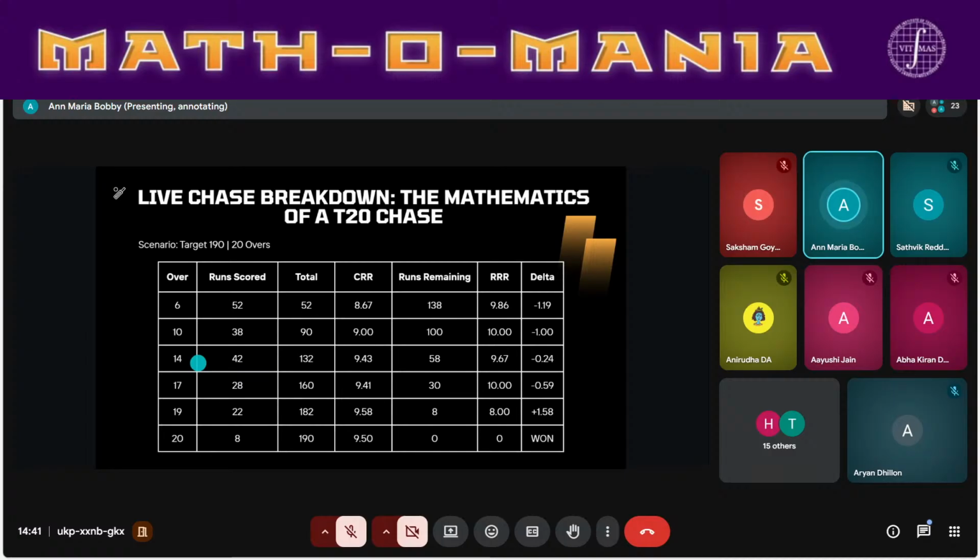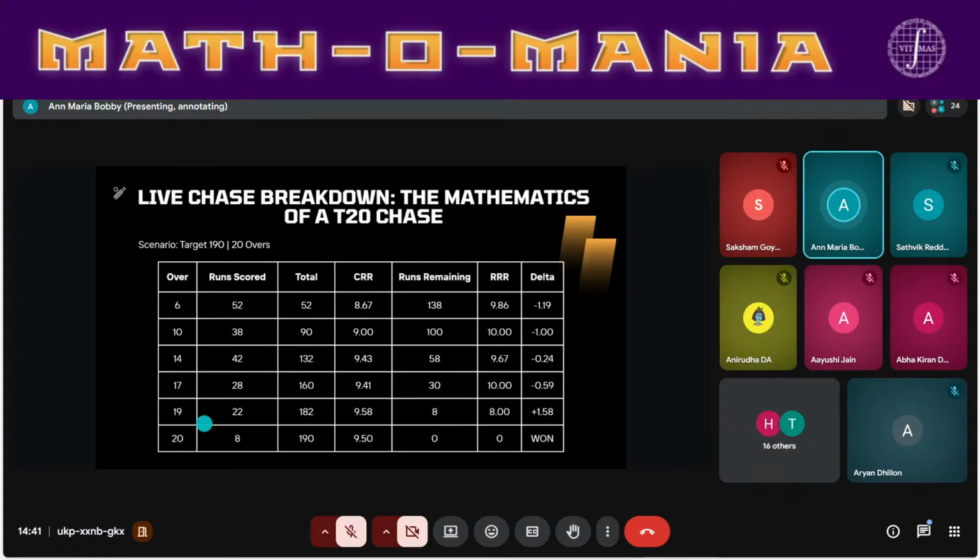And between the 14th and 17th over, the runs scored are 28 and the total is 160. Current run rate is 9.41, runs remaining is 30, and required run rate became 10. So here there is a slight increase again. From negative 0.24, instead of decreasing, it became negative 0.59 and increased.